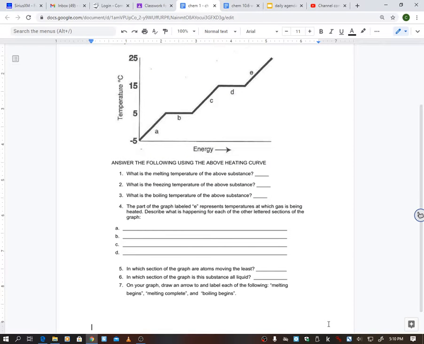Guys, I'm going to give you the answers to this. I'm going to go over them. You can watch this if you want. When I'm grading, I'll just tell you which ones are wrong and then send you the link to this. So if I'm answering the following here, it says, what is the melting temperature of the above substance?